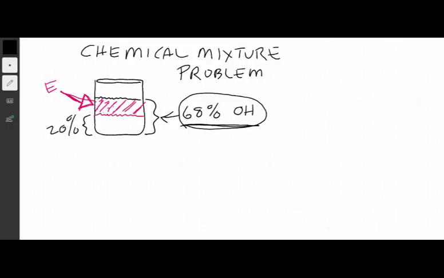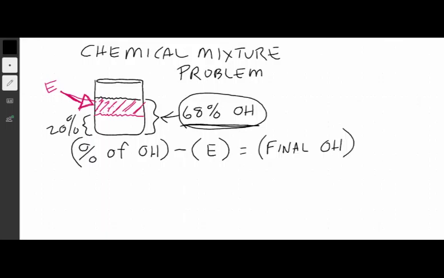And I usually like to draw a diagram to give me a good idea how to visualize what we're trying to figure out here. And the real cool thing is, on these types of problems, there's a formula that you need to follow. That formula is the percent of alcohol minus the amount that you're going to evaporate, that's in red there, equals your final amount of alcohol, as shown by the 20%. And as I work down, the percent of alcohol, 68% of 600 milliliters. We're going to subtract the E at this point.